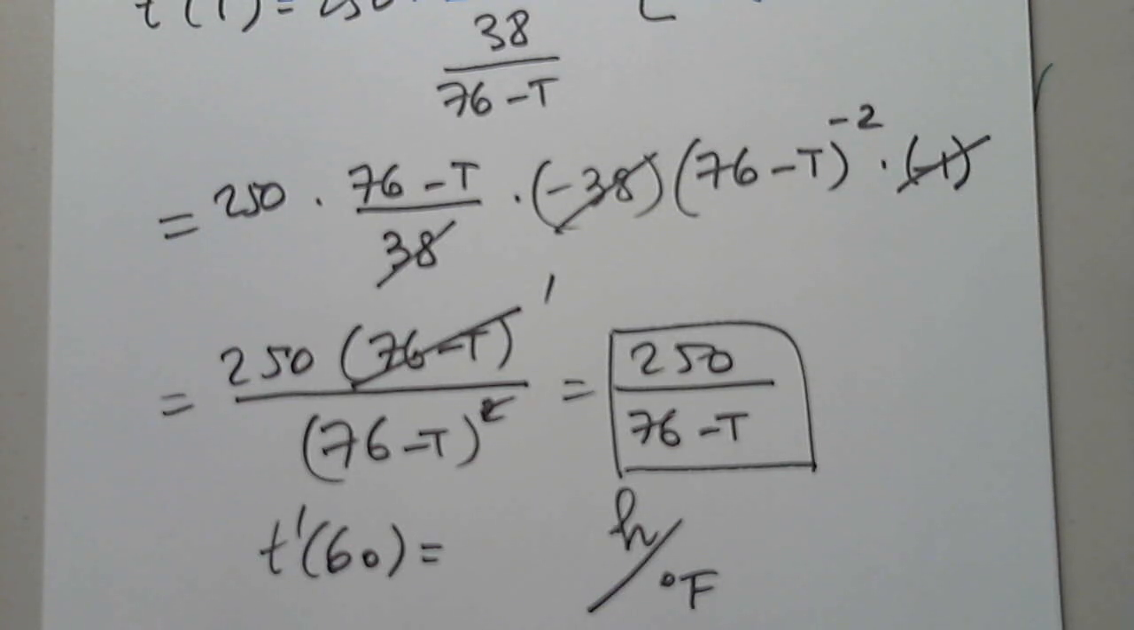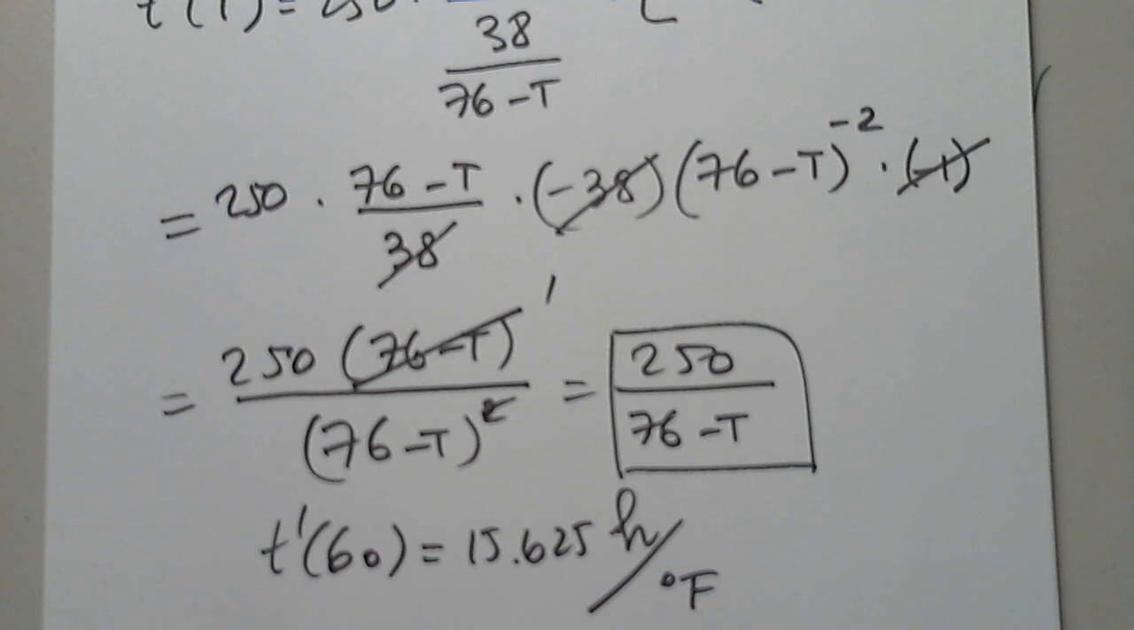So I'll enter the derivative as well. It's 250 divided by, of course, parentheses, 76 minus t. And I already have 60 in there. I just have to read from the other function. So I have 15.625.